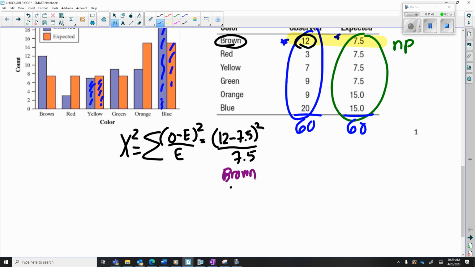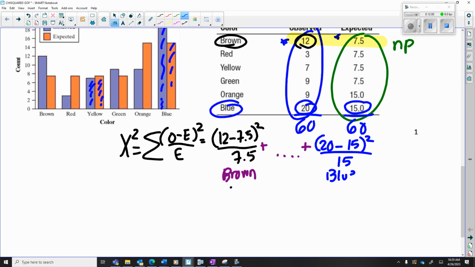And then I'm going to put a plus sign, a dot, dot, dot, another plus sign, and I'm going to skip over to the last term, which was blue. The observed blue was 20. The expected blue was 15, squared over expected, 15. I'm going to write blue. So basically, I would do this for all 6 colors, and I would add them all up, and I would get the chi-squared test statistic for the total distribution, okay?